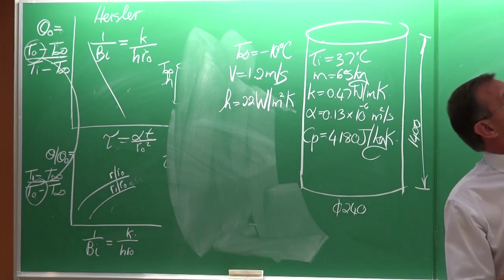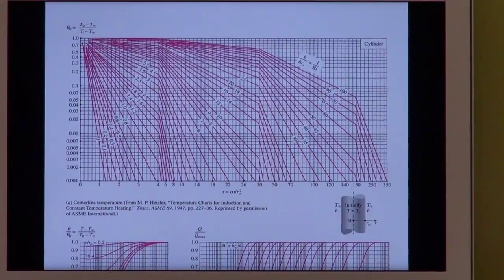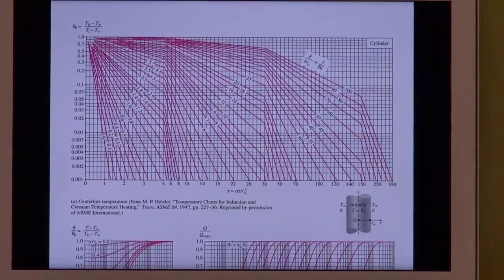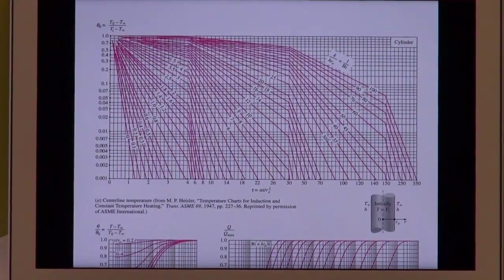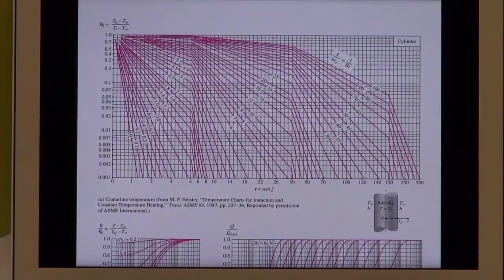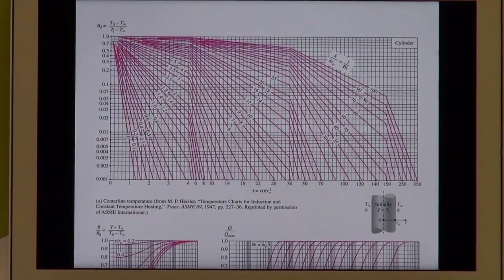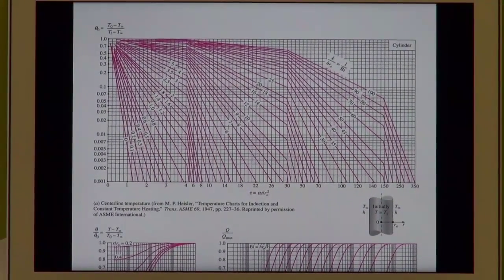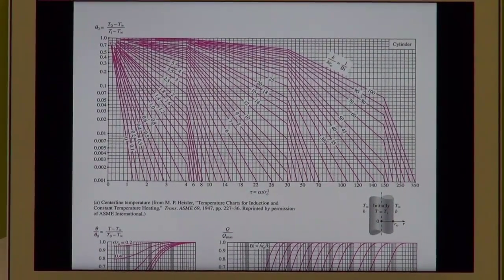And if you can just go to the slide again. Cameron, if you can go to that one again quickly for us. So that is the first graph. I don't know how many of you have your textbooks here and how good your eyes are. But on the vertical axis, we have theta 0. You don't have to remember it, it's given there. Theta 0 is T0 minus T infinite divided by Ti minus T infinite.